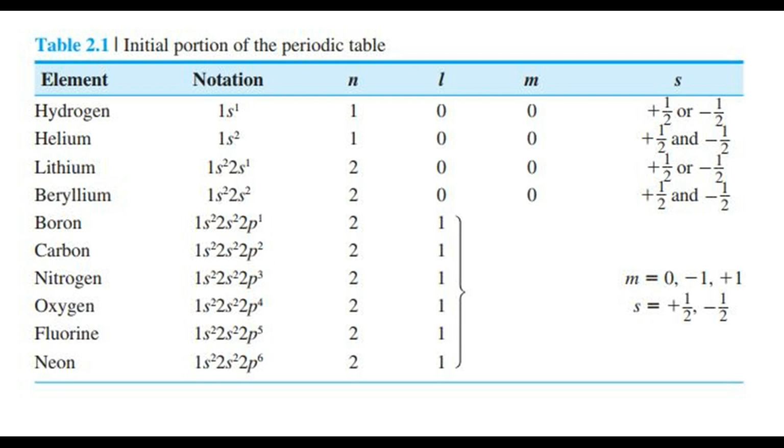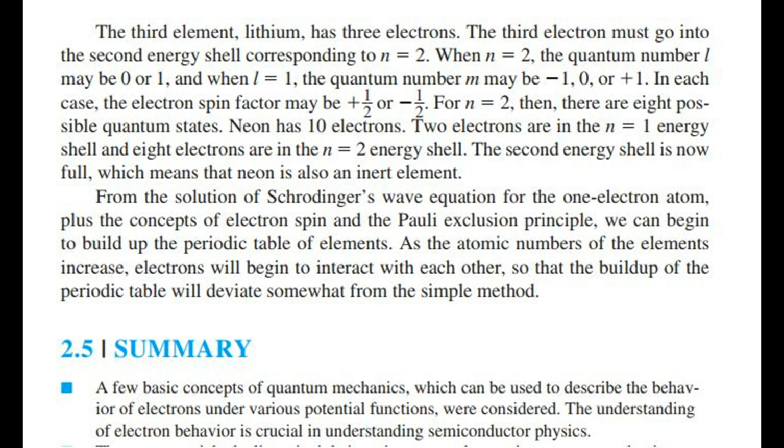The third element, lithium, has 3 electrons. The third electron must go into the second energy shell corresponding to n = 2. When n = 2, the quantum number l may be 0 or 1, and when l = 1, the quantum number m may be -1, 0, or +1. In each case, the electron spin factor may be +1/2 or -1/2. For n = 2, then, there are 8 possible quantum states. Neon has 10 electrons. 2 electrons are in the n = 1 energy shell and 8 electrons are in the n = 2 energy shell. The second energy shell is now full, which means that neon is also an inert element.